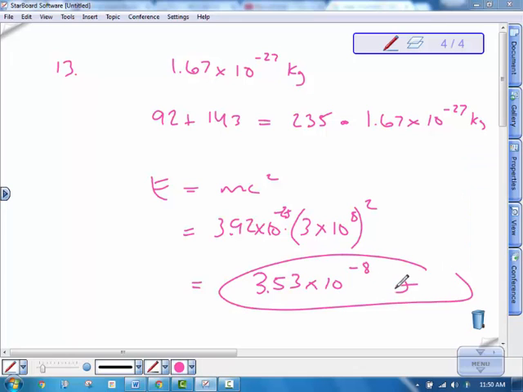So this might not seem like a lot of energy, but obviously this is the energy that's in one atom. So you can imagine trillions of atoms in your body. There's a ton of energy in matter.